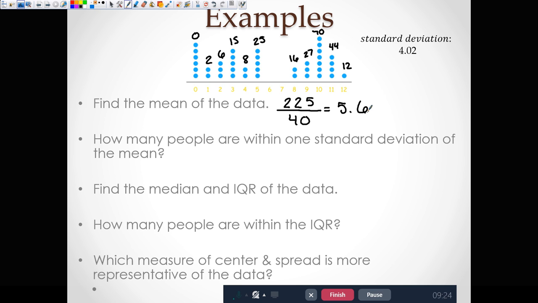Okay? So I'm going to take my mean, which is 5.6, and subtract one standard deviation, because that'll be one behind it. So I'm going to subtract 4.02. And we get 1.58. Okay? Then I'm also going to take my mean and add my standard deviation, because that would be one standard deviation towards the positive. So I'm going to take 5.6 and add 4.02. I got 9.62.